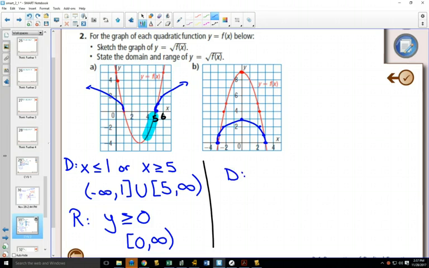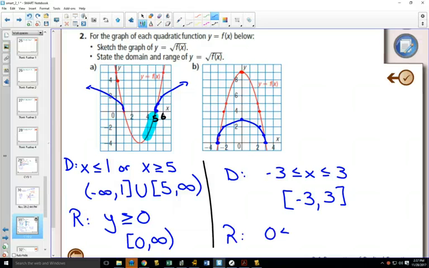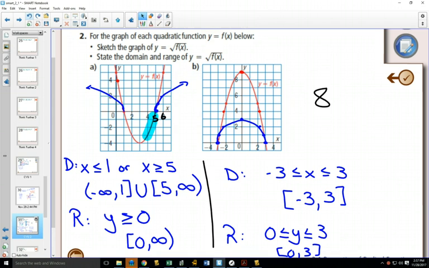Our domain for this one in set notation goes from negative 3 to 3. In interval notation, you would just write from negative 3 to 3. And our range goes from 0 to positive 3, which you could write like that. And questions for this one? Number 8. So I'll give you a little bit of time to finish 5 and 8.